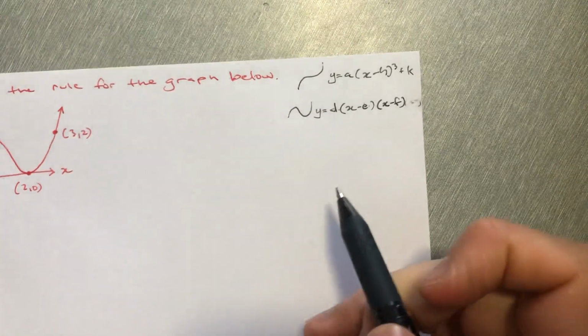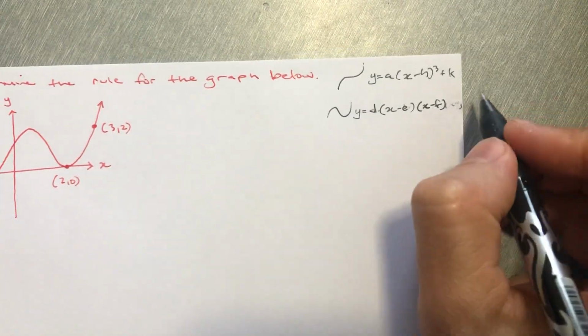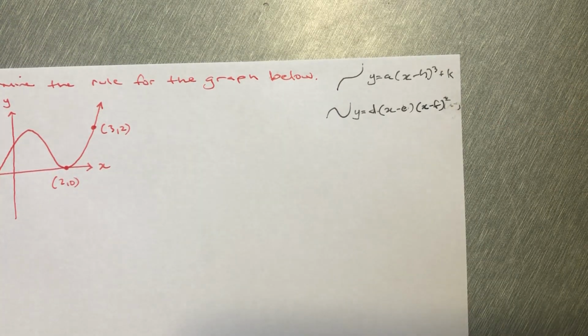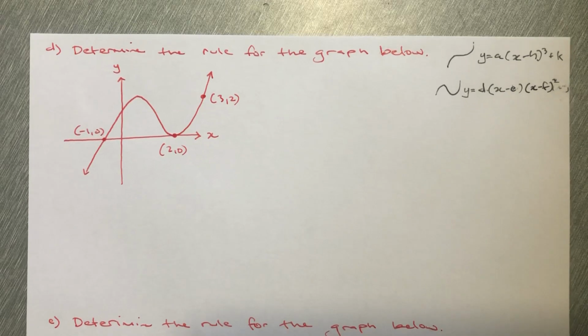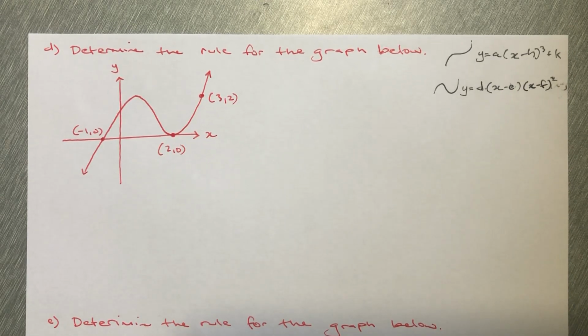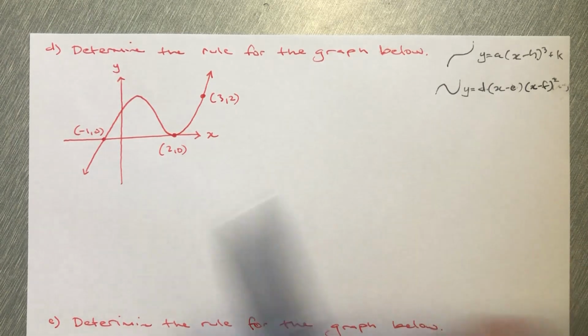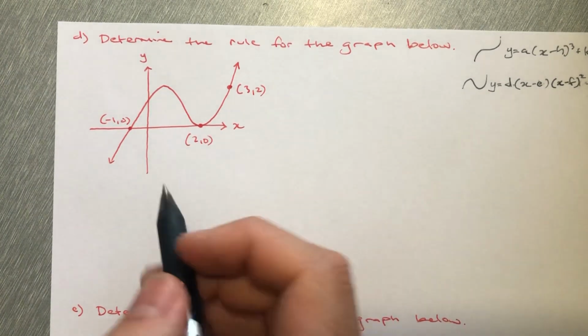And because the turning point's on the x-axis, that means one of these factors has to be squared. So I'm going to make that one squared. Alright, so this is what our general rule is going to look like. I might just put it down here so it's a little bit easier to see and use.